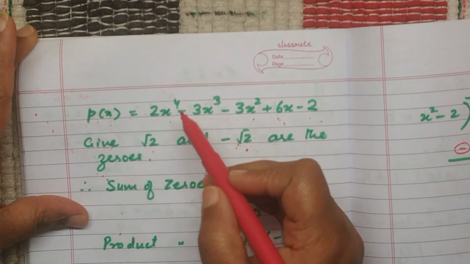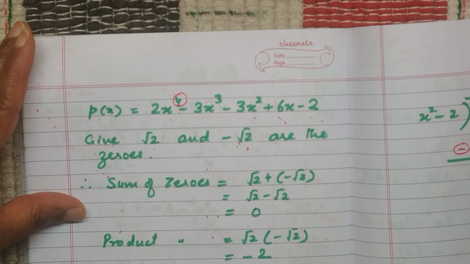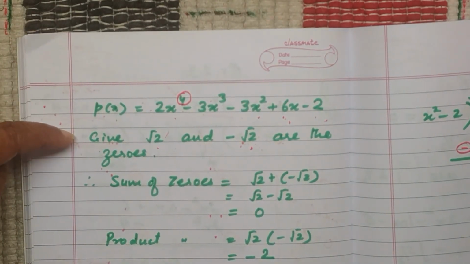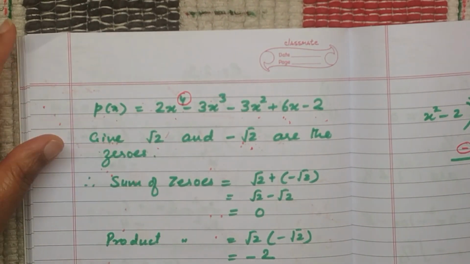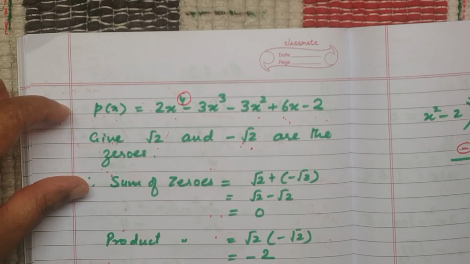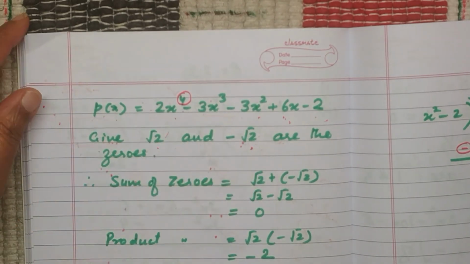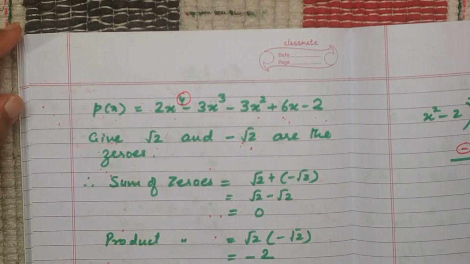Now observe what is the degree of the polynomial. The degree of the polynomial is 4. So you remember how many maximum zeros this polynomial can have? The maximum number of zeros is equal to the degree of the polynomial. So this polynomial can have at most 4 zeros. Two zeros are already given, so we need to find the rest of the zeros. How can we find the rest of the zeros?